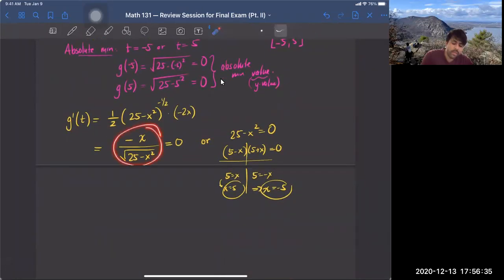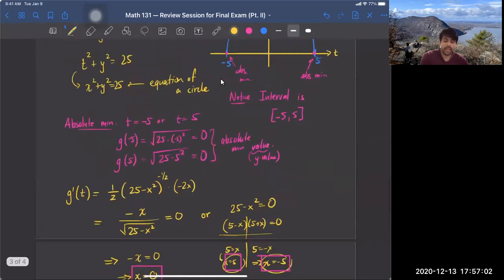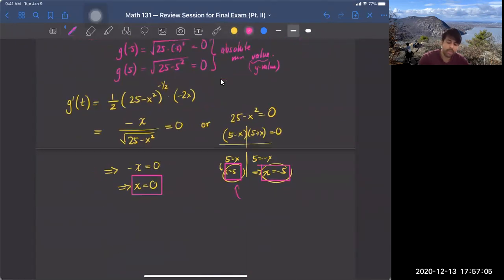How is this fraction equal to 0? The only way a fraction is equal to 0 is if my numerator is equal to 0, which indicates that negative x is equal to 0, or in other words, x is equal to 0. So I have my x values that may have a maximum or a min. But I already understand by the graph that these are my endpoints, and I already established that they are the absolute minimum.